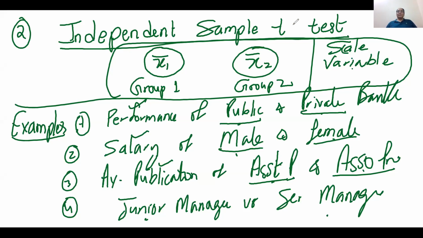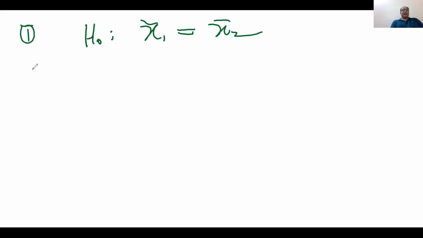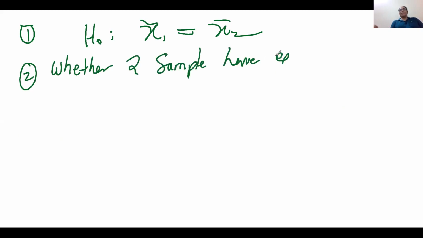Now let's move further. So what we are going to do in this case, number one, we make the null hypothesis that the mean of sample 1 is equal to the mean of sample 2. This is the step number 1. In step number 2, we will check whether these two samples can be compared or not. So can we say whether two samples have equal variance or not?